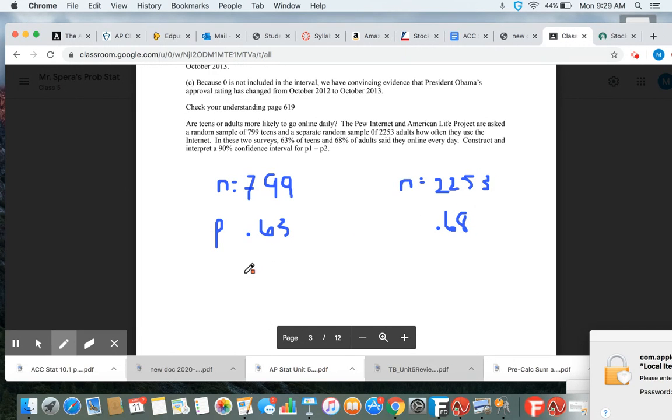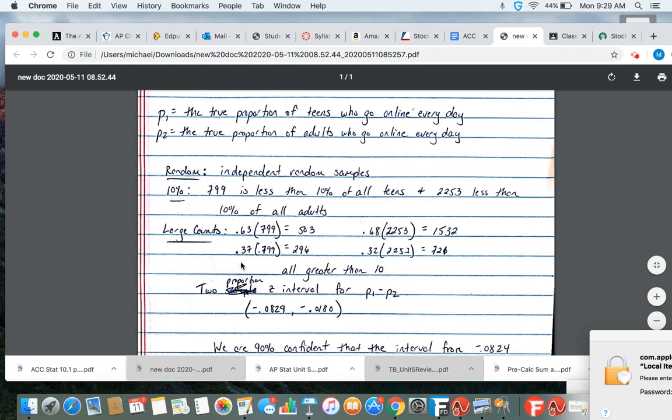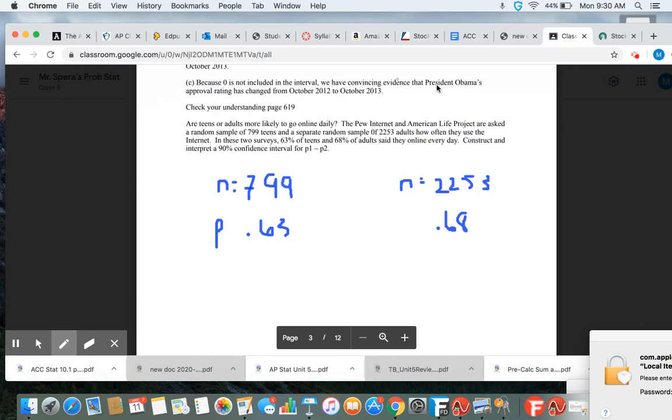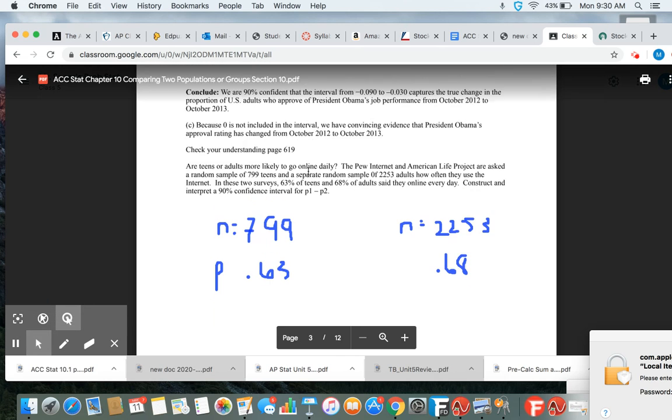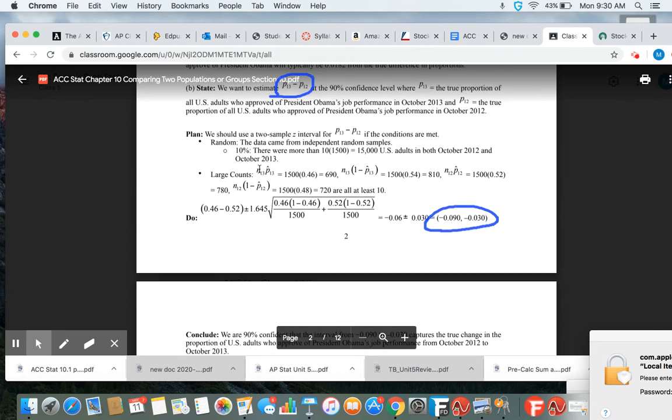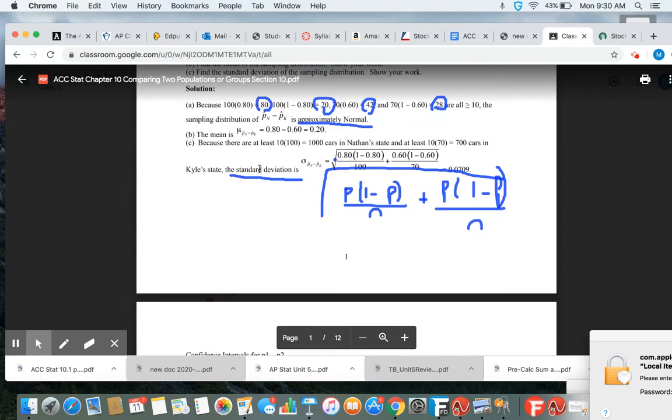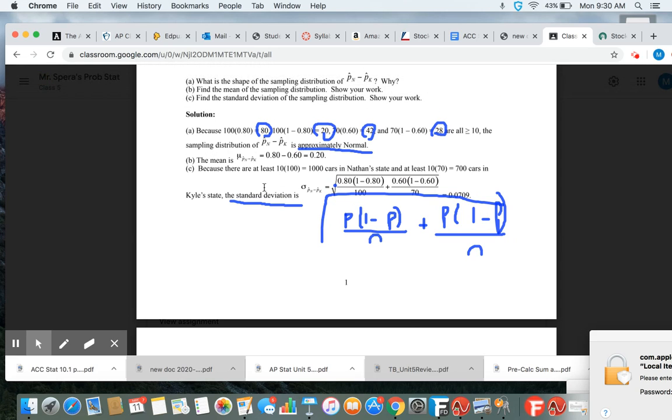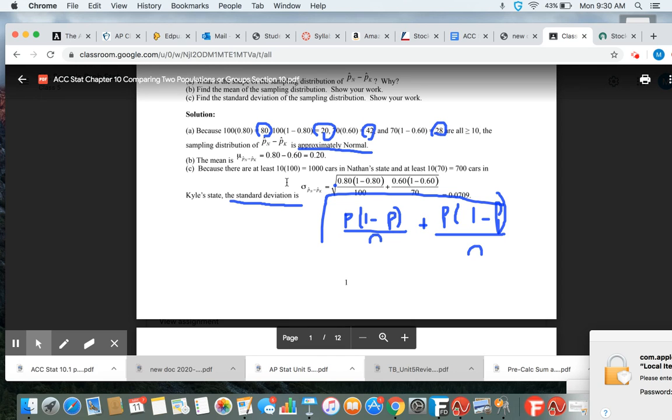All right. For large counts, we're about to do N times P. That's kind of what I did here, right? This is my N times P, and N times 1 minus P. And the same thing was done over here, and we were able to get these numbers. These numbers, all being greater than 10, shows us that our large counts condition is satisfied. So guys, as you are watching this, taking notes, not only look at that example, but it was done for you twice earlier. That same thing is done here in the Obama example, and that same thing was done up here when we checked in Nathan and Kyle's example, when we checked to see if the large counts condition was satisfied.